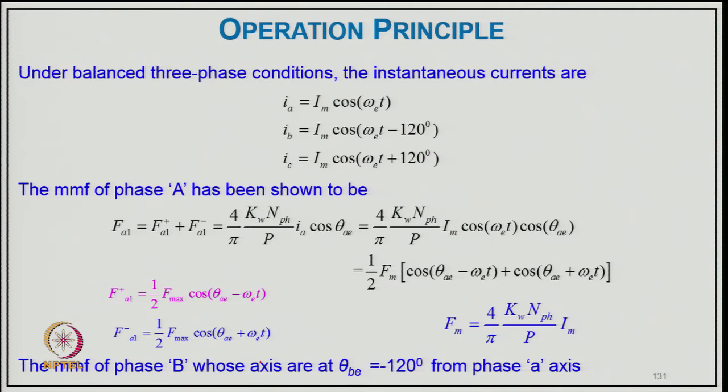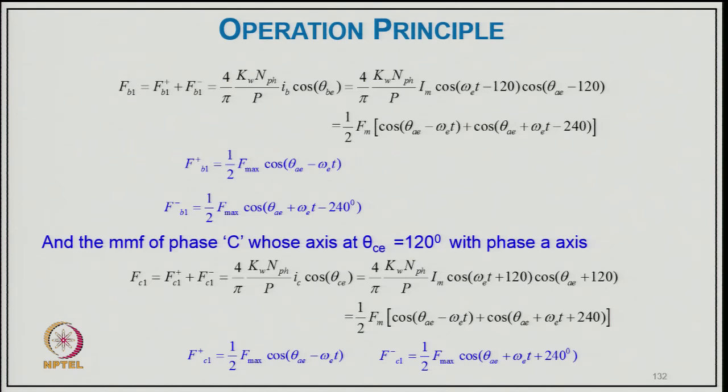Similarly, these are for positive and forward, the maximum value of F_m being 4π by Kω and Φ_m by P. The MMF for the B axis will be at minus 120 degrees from A, and for the B phase you can similarly excite the MMF for forward and backward. Similarly, for C phase you have forward and backward.